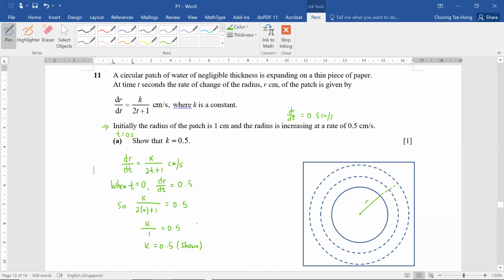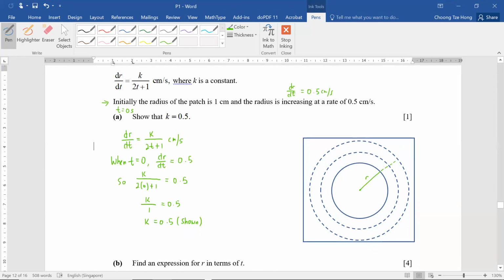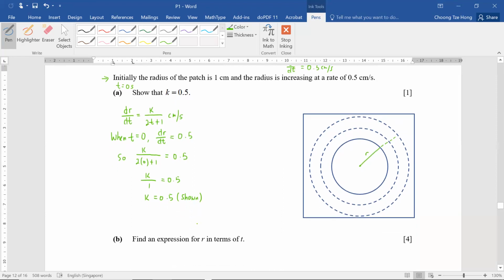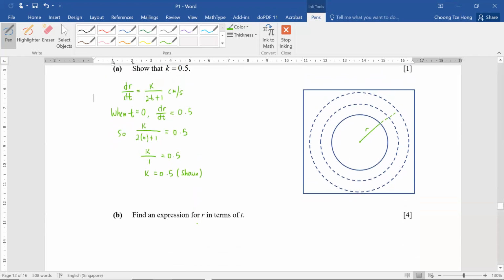Let's move on to the second part of the question. Part B, they want us to find an expression for r in terms of t. Since we know that k is 0.5 already, we can write dr/dt as 0.5 over 2t plus 1. This is the expression for dr/dt.